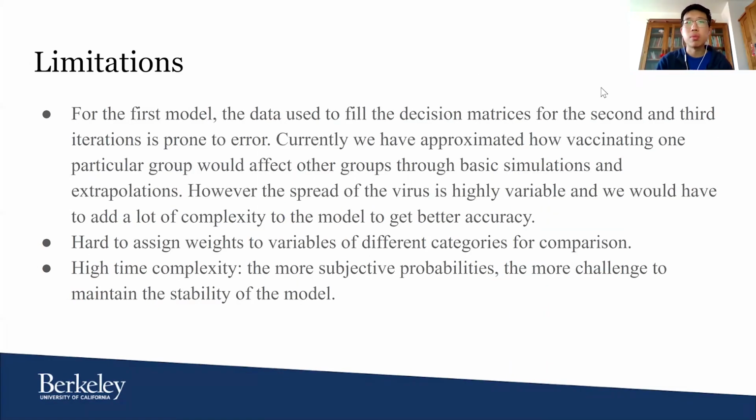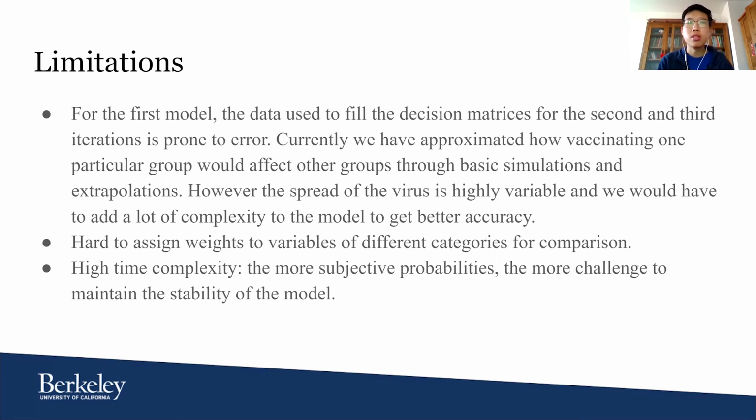There are a couple of limitations to our project. For the first model, the data that we used to fill the decision matrices are prone to error. Again, we filled the data based on literature review, and we rescaled the data using normalization. But in reality, there are a lot of variations, and there might be many more variables than what we have, which is only 4. So again, this is not stable in that sense. And it's hard to assign weights to variables of different categories for comparison. The normalization that we adopted, which is to convert numbers from 0 to 1, might not be the best strategy.